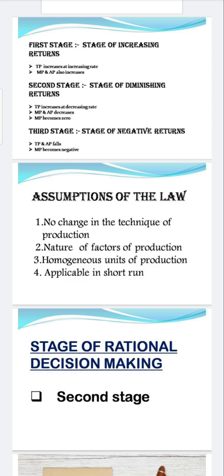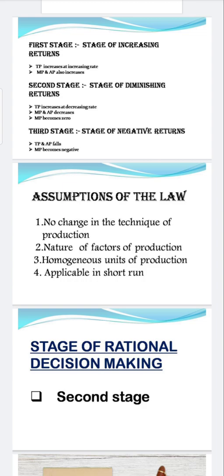And second is the nature of factors of production. It is based on the assumption that there are only two factors, one fixed and another variable. Next is homogeneous units of production. It is also assumed that the units of a factor of production are homogeneous, that is all the units are totally the same. And last but not least, it is applicable in the short run, because only in the short run can one factor be kept constant, as in the long run all the factors are variable.